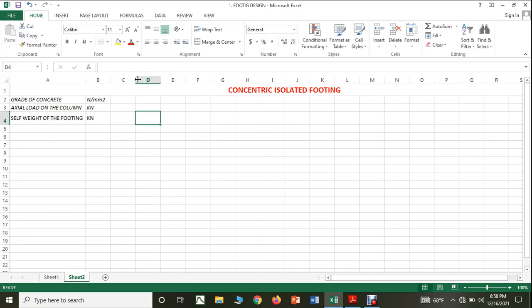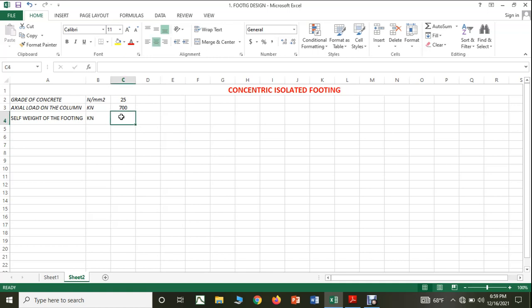First let us take one simple example here. Let us consider that the grade of concrete that I am going to use for my footing is 25, in Newton per mm square. For the sake of understanding, let us consider that the axial load on the column be 1000, or let it be 700 kilonewton. Now we told you the self weight of the footing will be taken as 10% of the axial load. It means I can give the formula here in the Excel sheet.